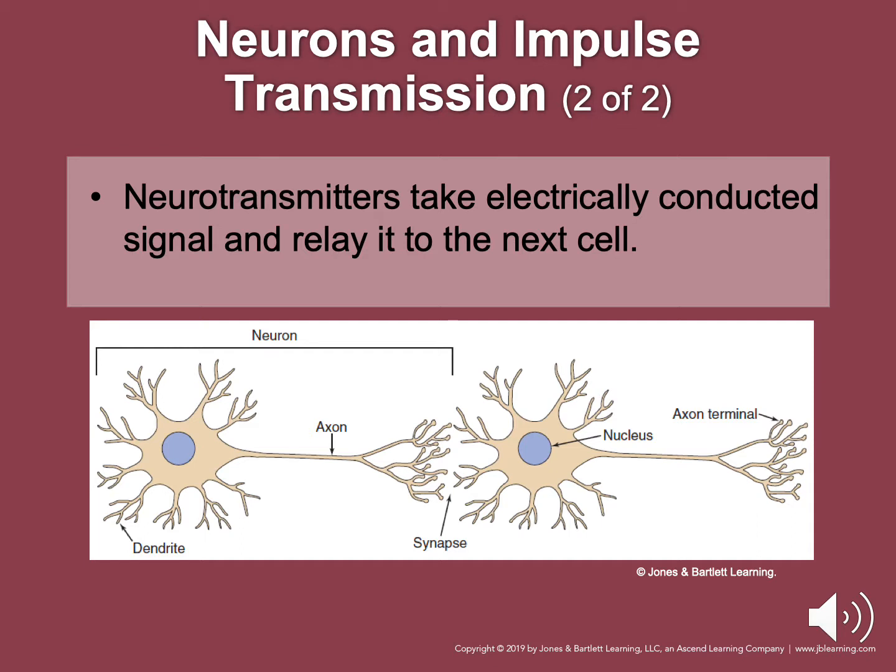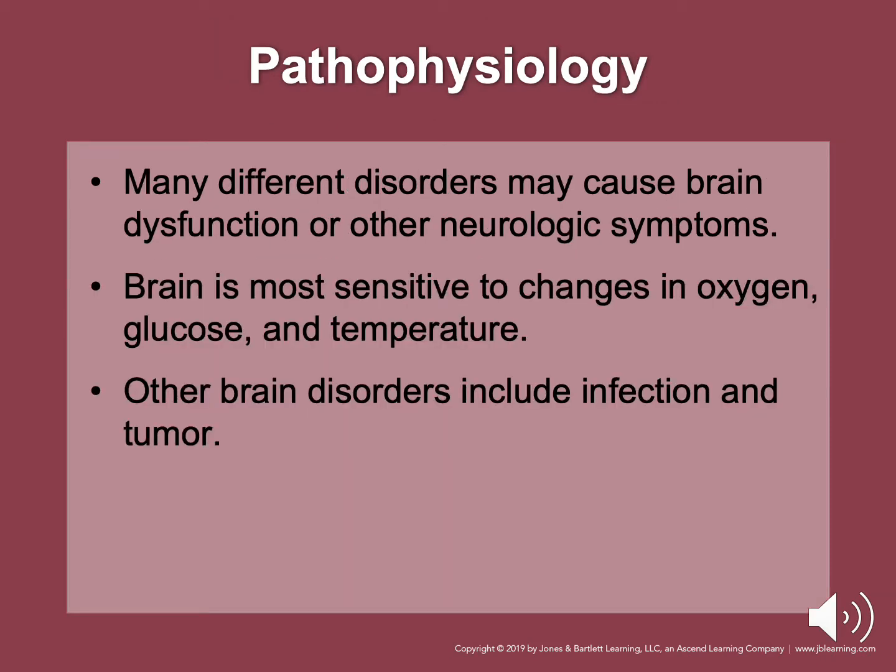Pathophysiology: many disorders may cause brain dysfunction and other neurological symptoms. The brain is the most sensitive to change in oxygen, glucose, and temperature. Substantial change in one of these three levels will result in a neurological change. When blood flow is stopped, the patient will go into a coma. A low oxygen level in the bloodstream will affect the entire brain, often causing anxiety, restlessness, and confusion. Other brain disorders include infection and a tumor, which may cause seizures, altered mental status, and headaches.